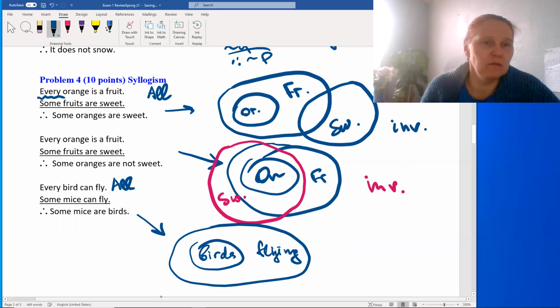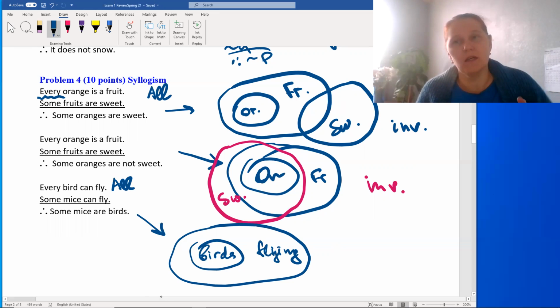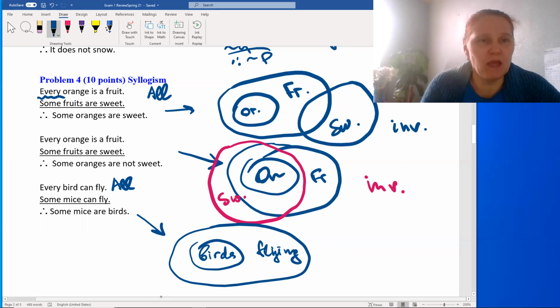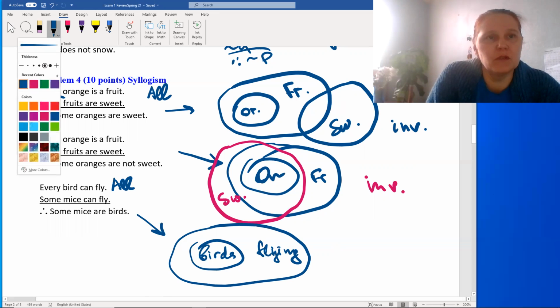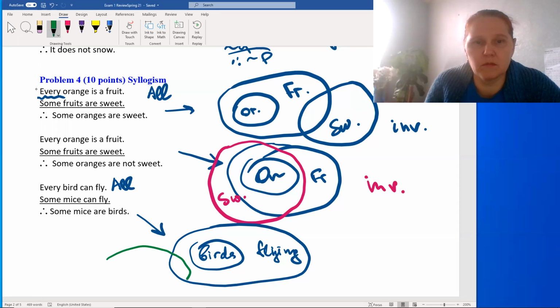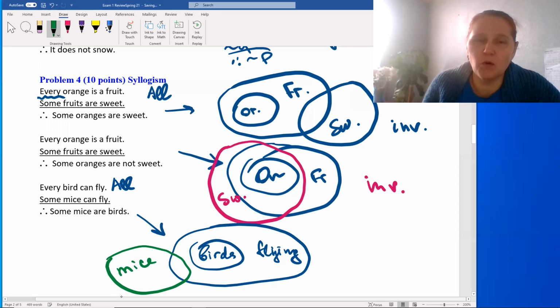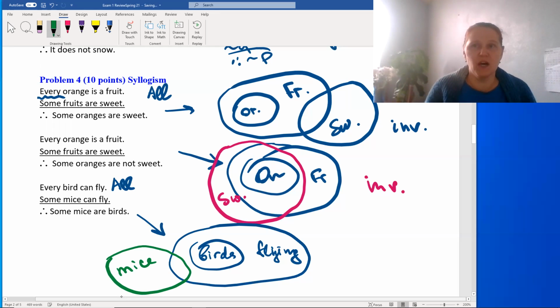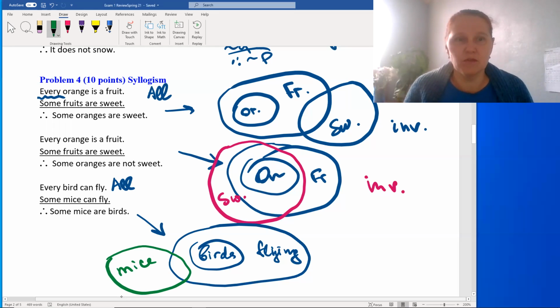And some mice can fly. So the circle, we will have a circle for mice. And it must be overlapping or completely inside or partially overlapping with flying. But we want to show that maybe some mice are not birds. So then we put our circle for mice so that it doesn't touch birds. So the circle for mice is overlapping with flying. So we have shown the second premise very good. Some mice can fly, but it doesn't overlap with birds.